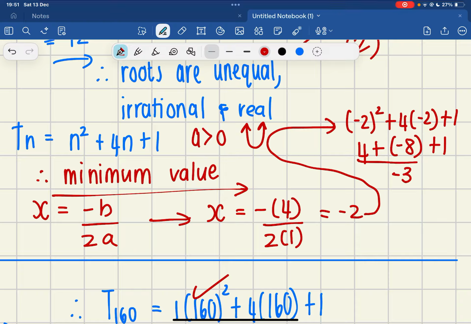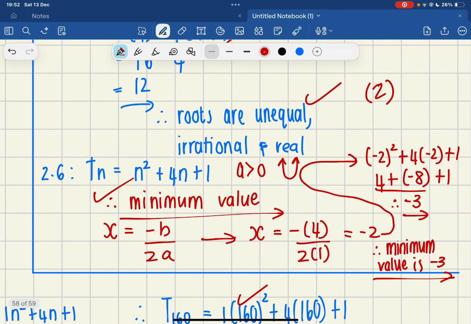You would get 3 marks. A mark for saying minimum, a mark for getting to the answer.